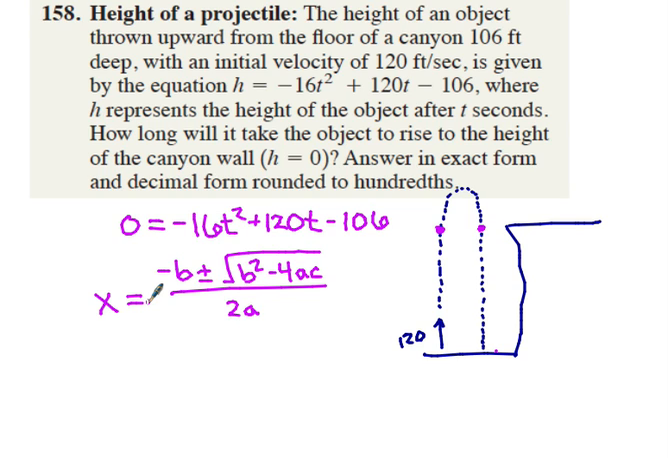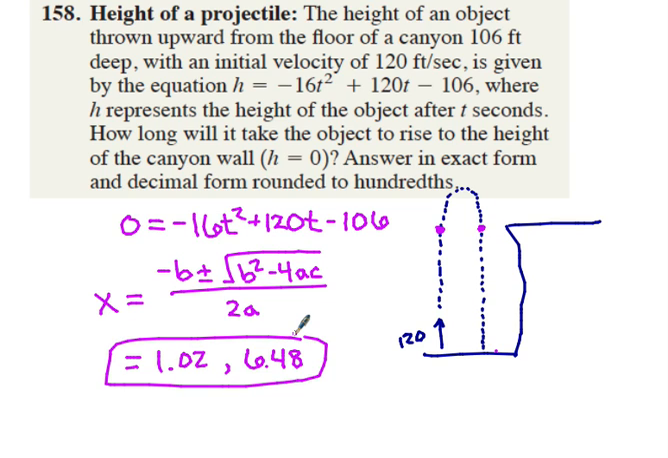And so when you type these in as your A, B, and C values, you should see that you'll end up with 1.02, I believe, is your first value, and then 6.48, if we round it to the nearest hundredth, for the second value. So basically what this is telling us is if I launch it from the canyon, it's going up at 120 feet per second with gravity fighting against it. So it's going to actually reach this height of the canyon wall at 106 feet in 1.02 seconds.